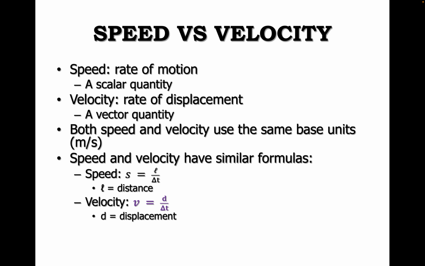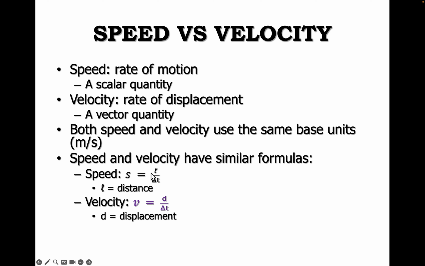Now we use distance and displacement in these next two terms, speed and velocity. In common language, we'll typically treat speed and velocity as meaning the same thing, but they actually have some slight differences. Speed is the rate of motion, versus velocity is the rate of displacement. Speed essentially is the amount of distance over the change in time. A triangle means change in, and t refers to time.